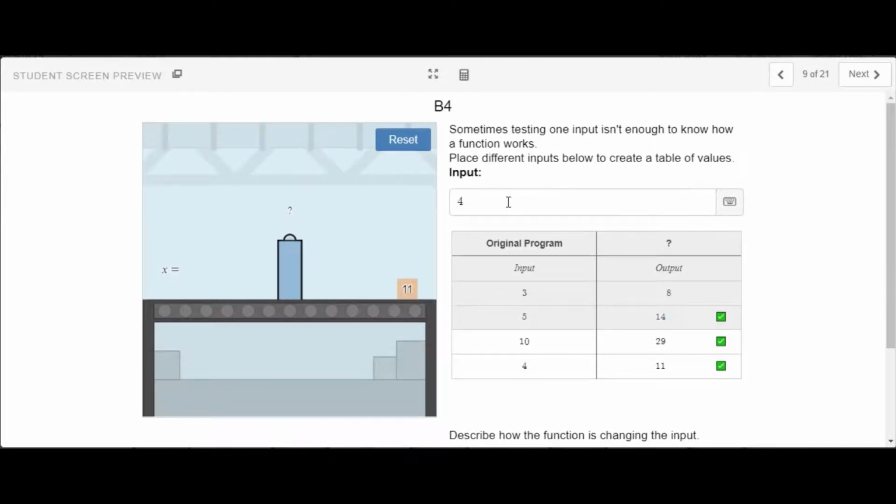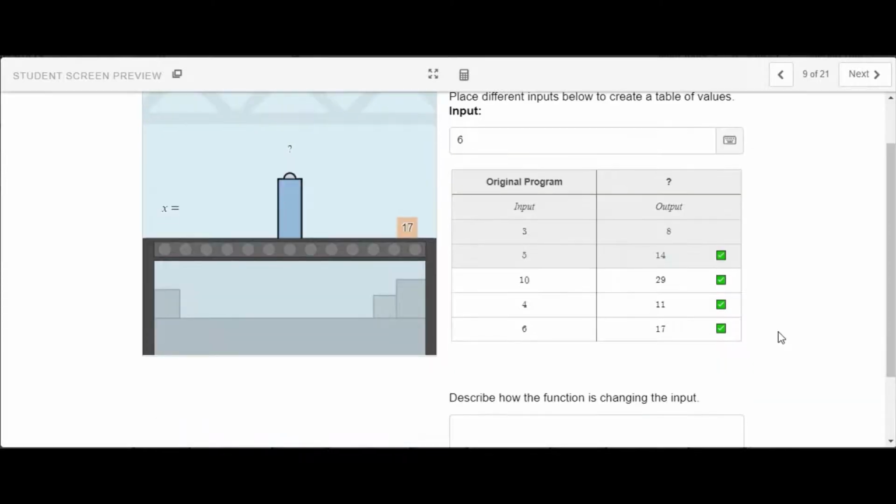Let's see. Let's try one more. Let's try 6. So 6 goes to the machine, transforms it, and I get 17 back out. So can you think of what this pattern could be?